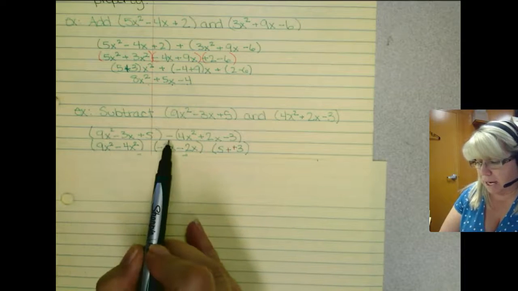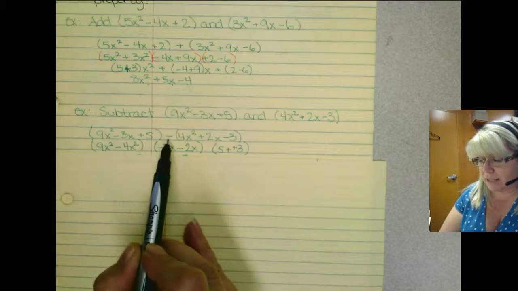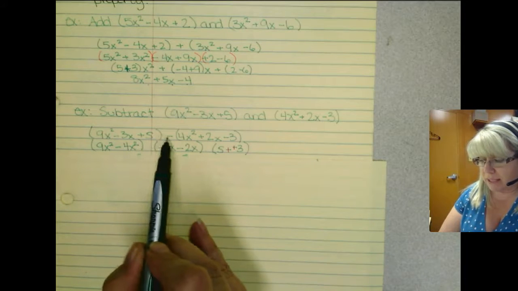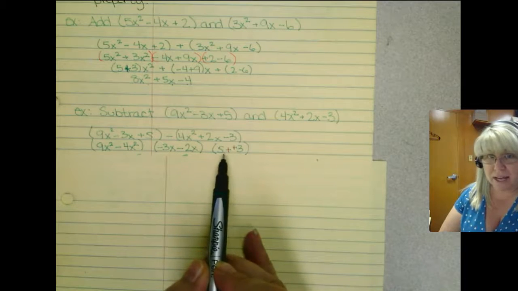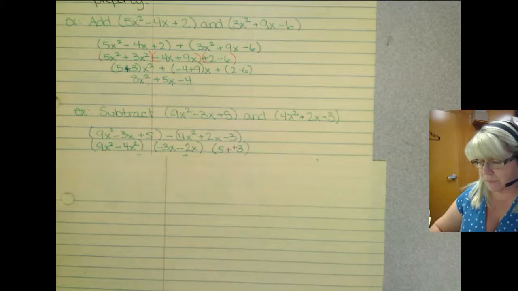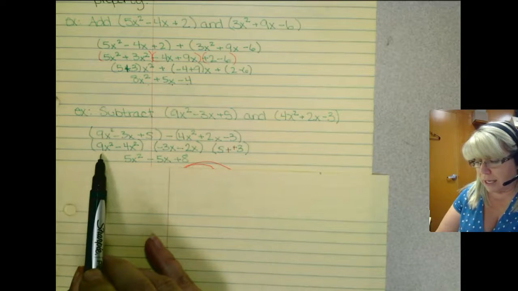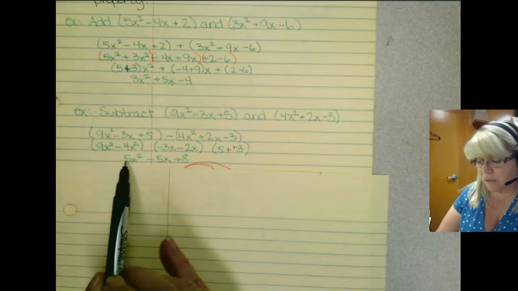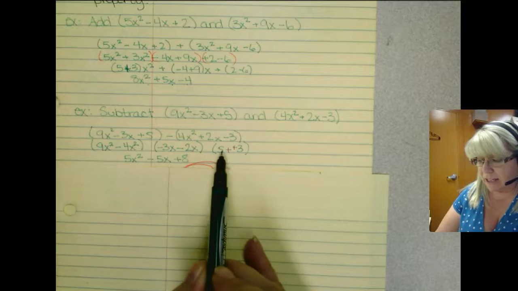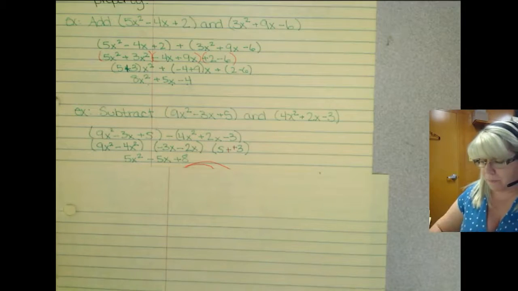9x squared minus 4x squared. Negative 3x minus 2x. 5 minus negative 3. And when we have a minus negative, I can change those into positives. So that's going to give me 9 minus 4 is 5, so 5x squared. Negative 3 and a negative 2 is a negative 5x. And a 5 plus a 3 is an 8. That's one way of looking at it.